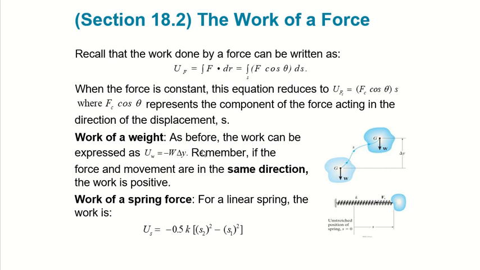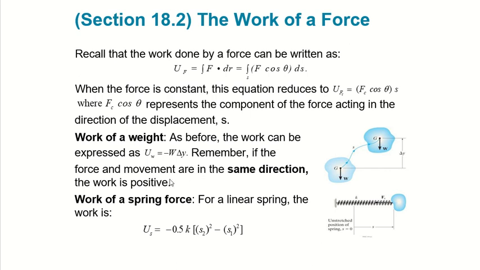So, work of a weight. If you have a weight, you can also have work done by that weight. Here, as before, your work can be expressed. This is your work, U is for work. Since weight is going down, usually straight down, you have minus W and the change in your y axis. So that's when you're dealing with the weight as work.